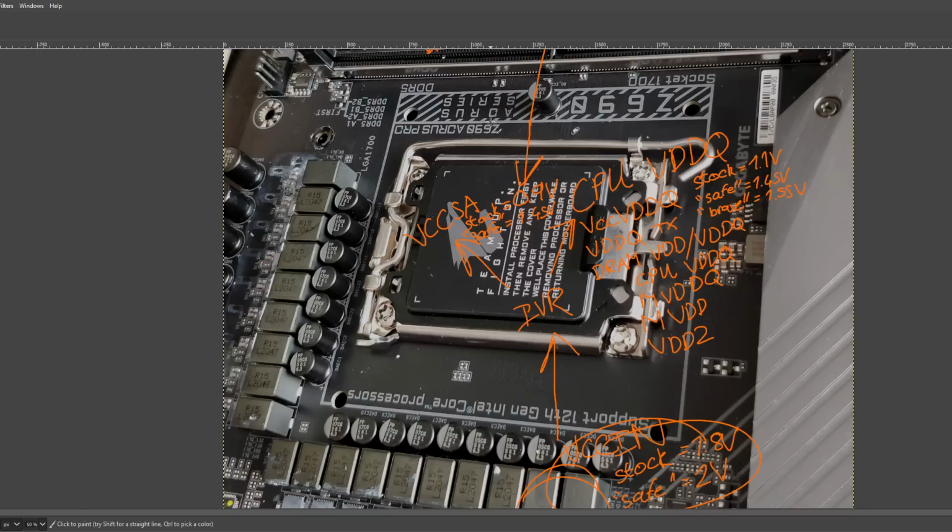Hopefully this makes sense and is somewhat helpful. If it doesn't, then I guess I'll have to reshoot this video.